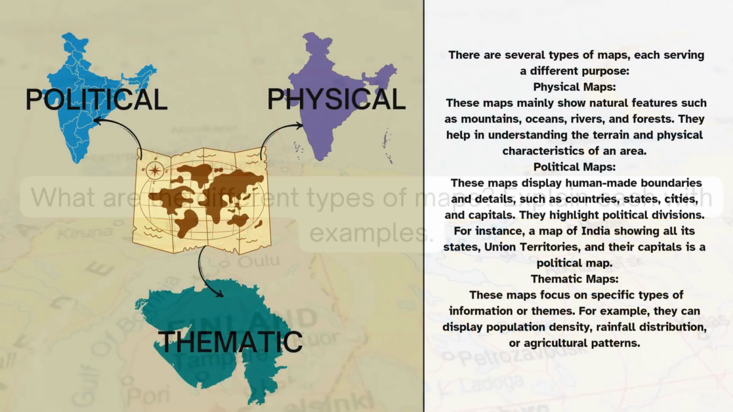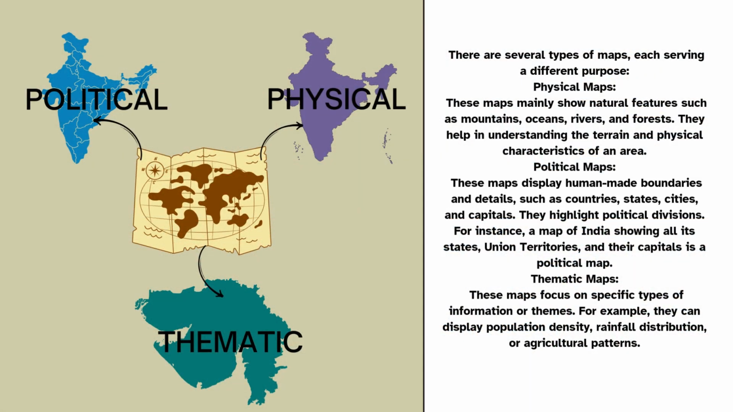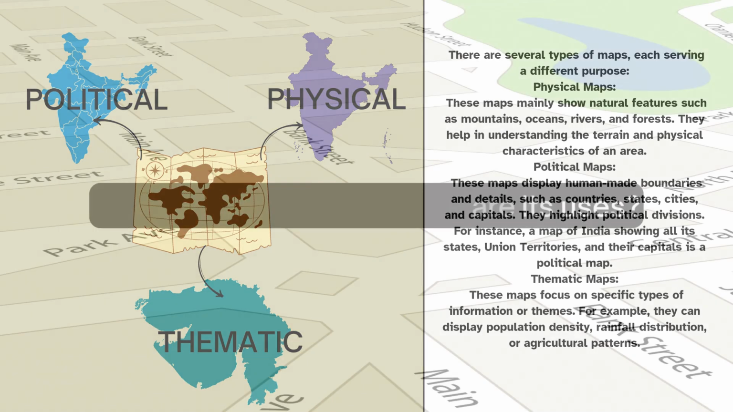So the main three types of maps are physical, political, and thematic. The physical map shows natural features such as mountains, oceans, rivers, etc. Whereas a political map displays human-made boundaries and details such as countries, states, etc. And a thematic map focuses on a specific type of information or themes, like display of population density, rainfall distribution, etc.